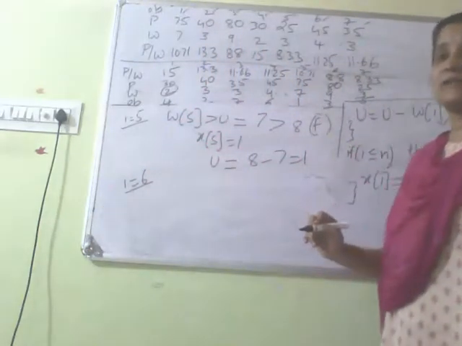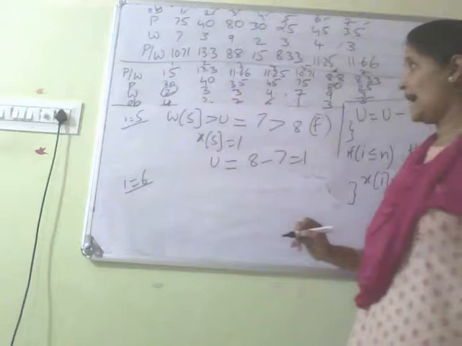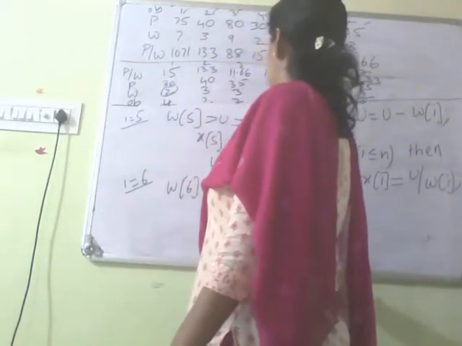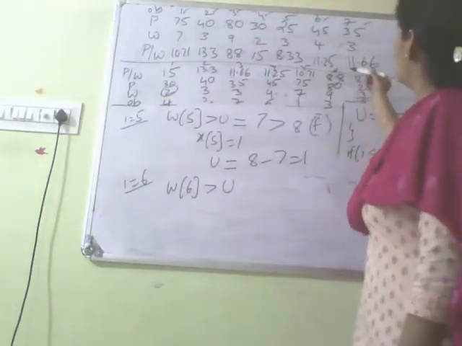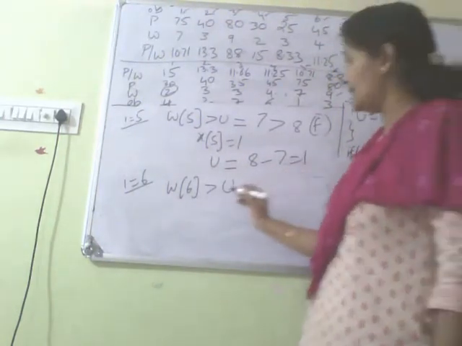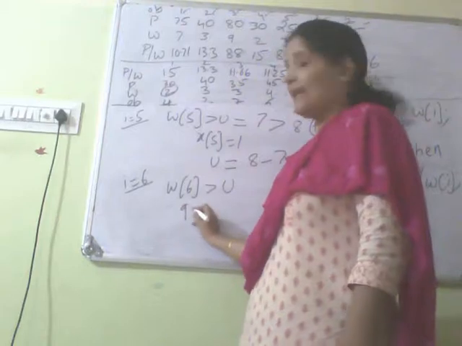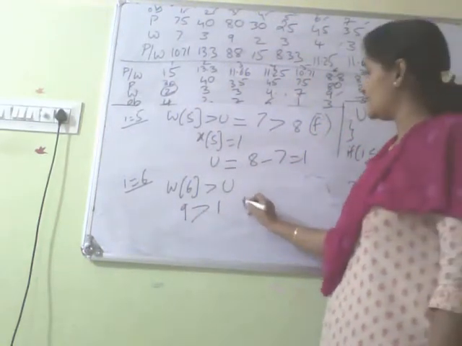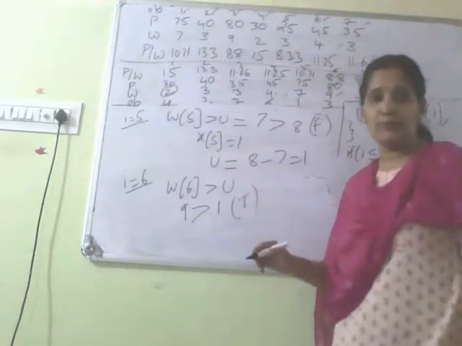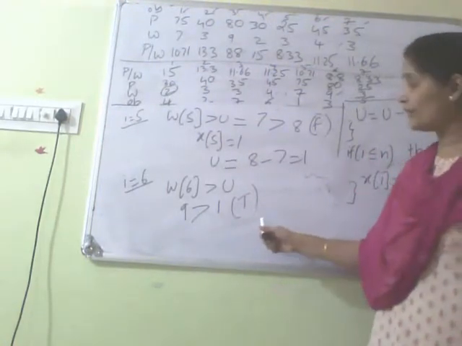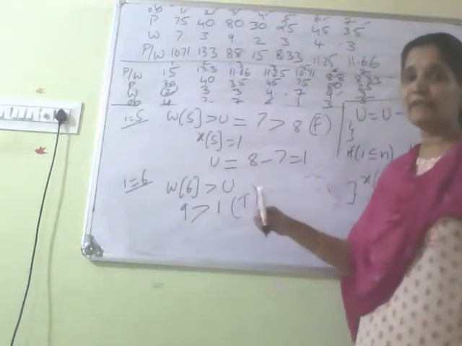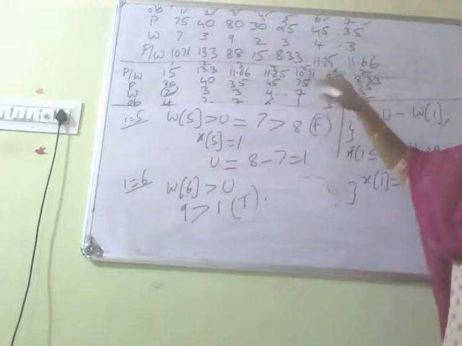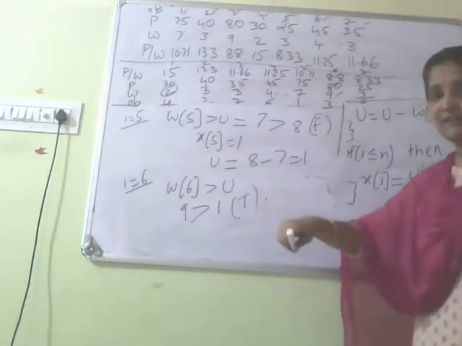Now i equal to 6. W of 6 greater than U. What is our W of 6? W of 6 is 9. 9 greater than, what is our U? 1. So 9 greater than 1 is true. So since it is true, what we have to do? Break. From the for loop, you are breaking now. So the for loop is completed, since we are coming out of the for loop.